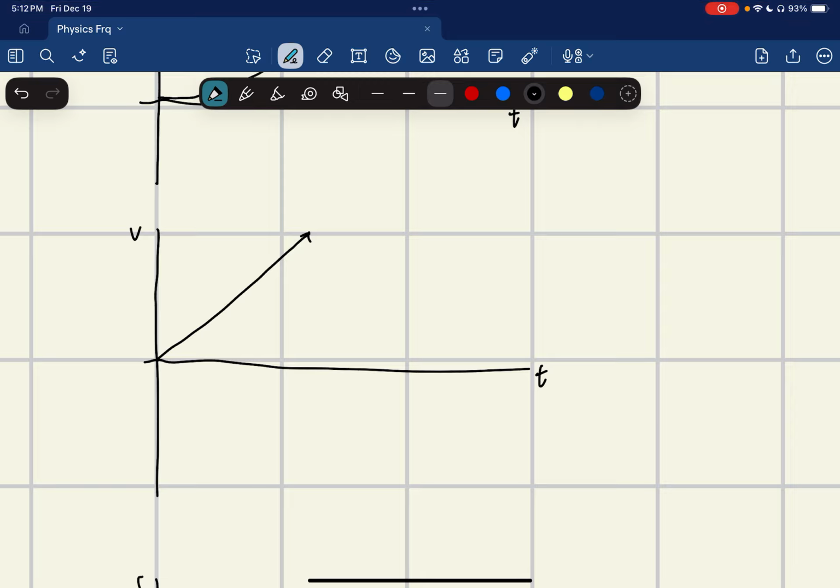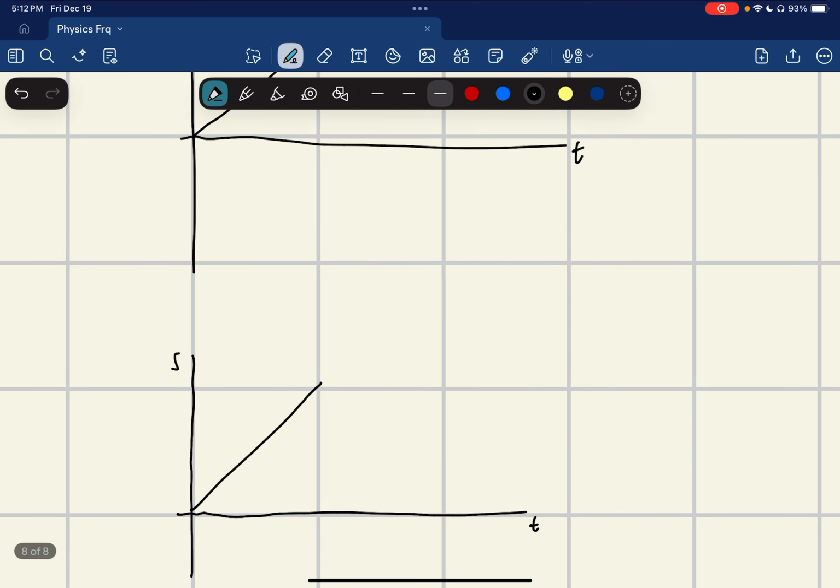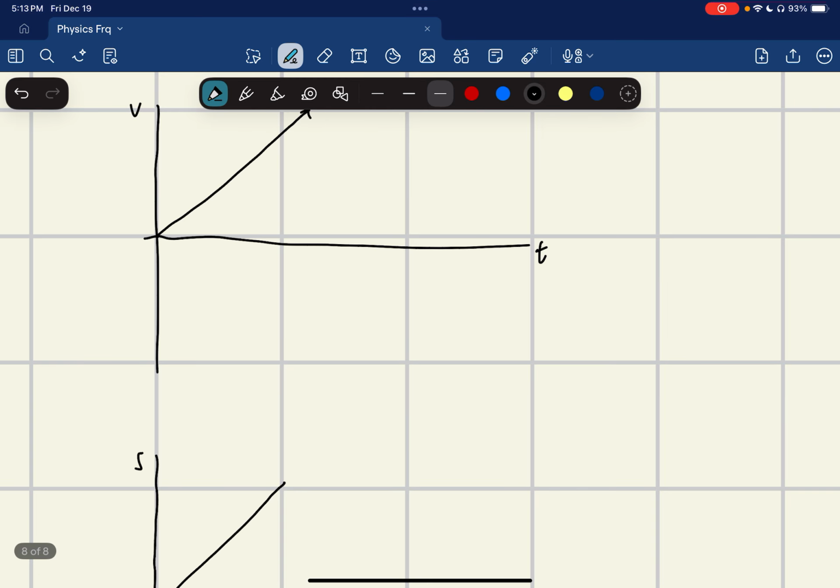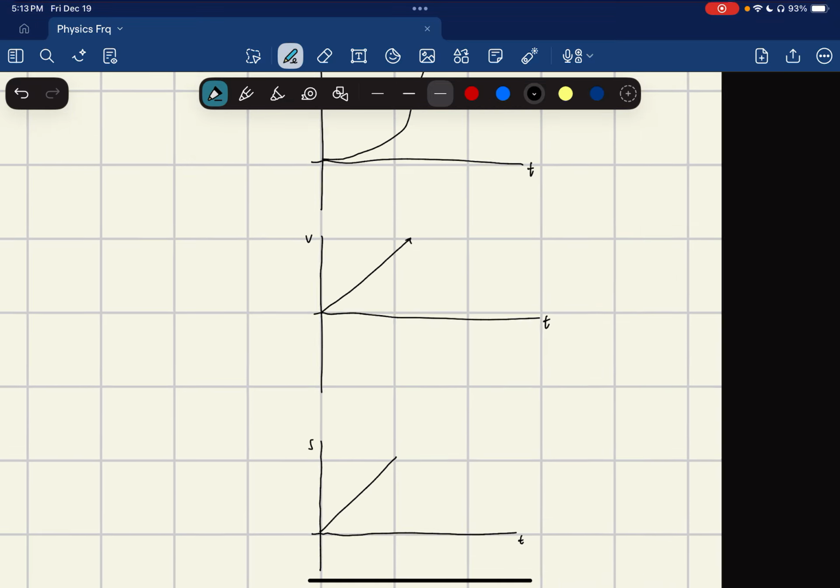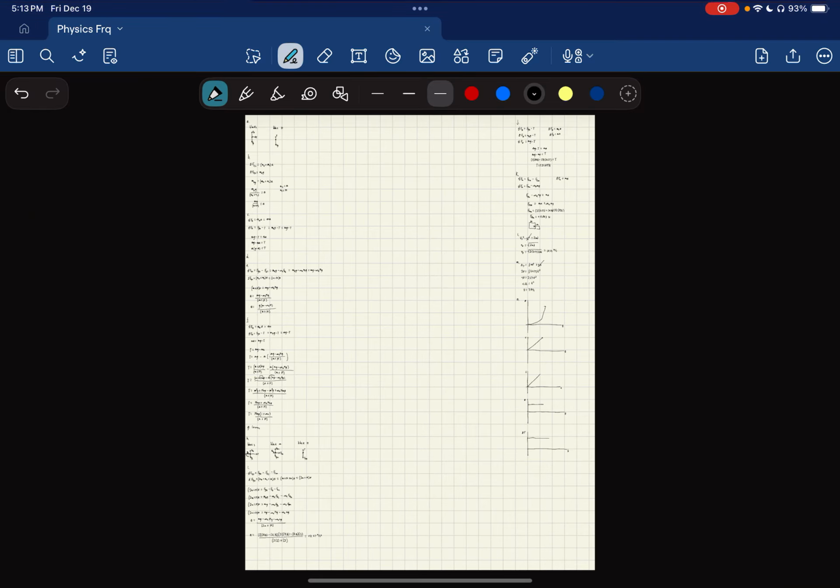And then if you take the derivative of velocity, it'll just be constant. So that's why it'd be like that. And then your speed is the same as your velocity because you're not changing your direction at all, since you're just taking the line of motion to be positive, so they'll just be the same. All right, so that was FRQ number two.